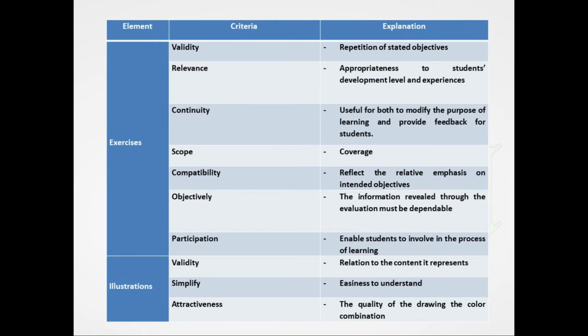Scope, coverage, compatibility, reflect the relative emphasis on intended objectives. Objectivity: the information revealed through the evaluation must be dependable. Participation: enable students to be involved in the process of learning. Element, criteria, explanation. Illustrations: validity, relation to the content it represents; simplicity, easiness to understand; attractiveness, the quality of the drawing, the color combination.